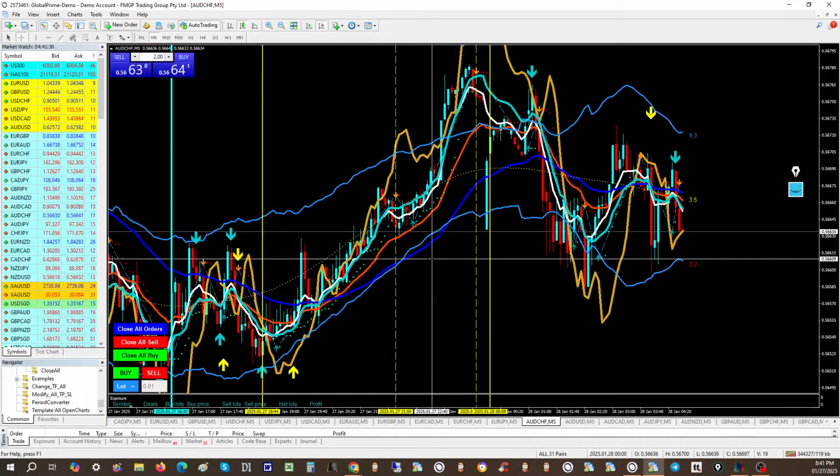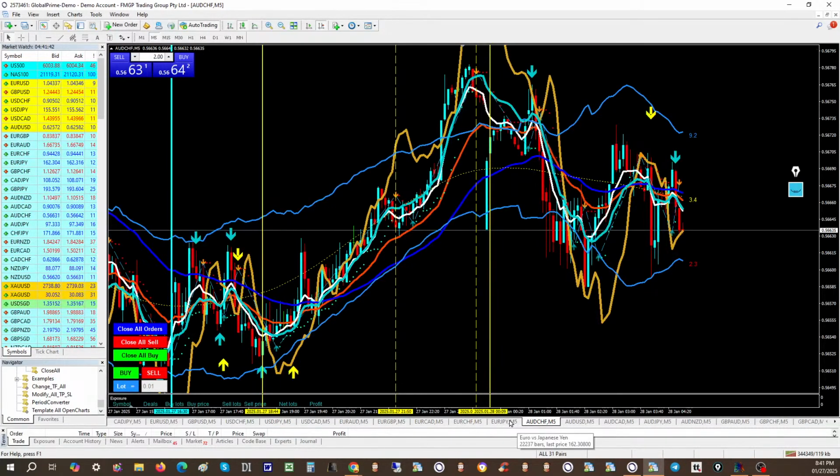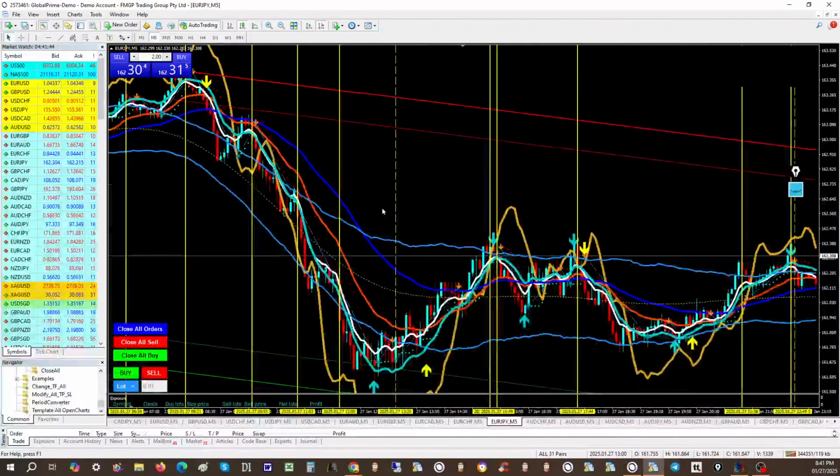Also, you had another one. This one was kind of engulfed in this one because you had another one up here that you could have done if you didn't grab that other one. And again, all the way down. Real easy trades. Let's go to the Euro Yen.